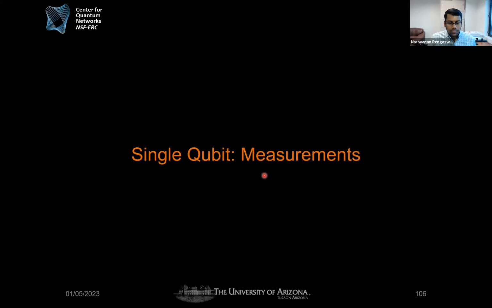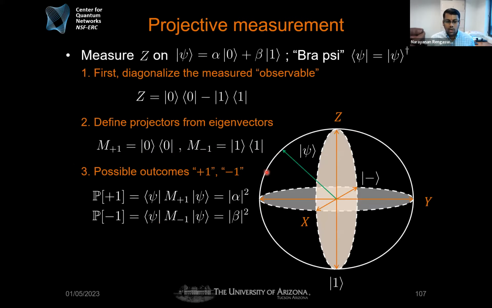Okay, let's continue. So now we have seen what a single qubit is. We have seen how to do unitaries on a single qubit. Now let's look at measurements on a single qubit. We are only going to talk about projective measurements in this short course. If you take any textbook for quantum information, they will also talk about more generalized measurements, but we will not get into that today. Projective measurements are very important, and this is what we frequently implement in practice.